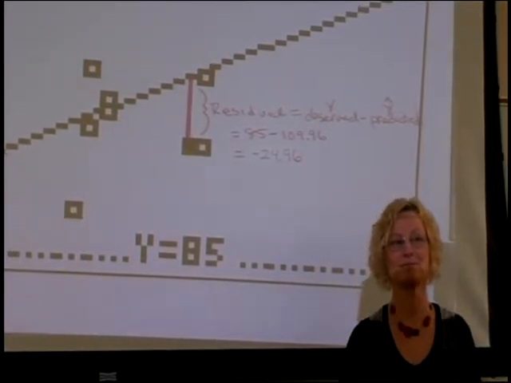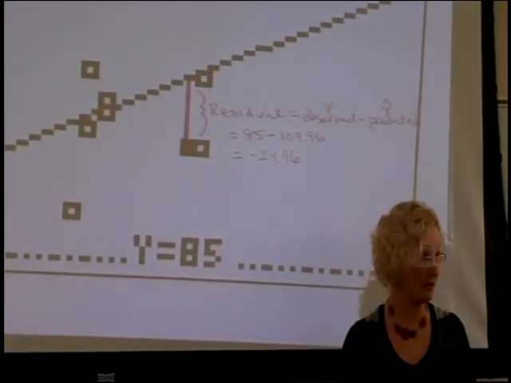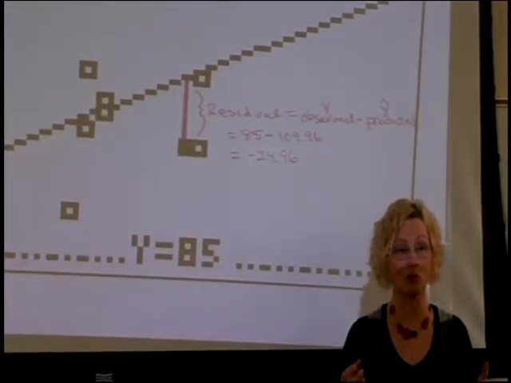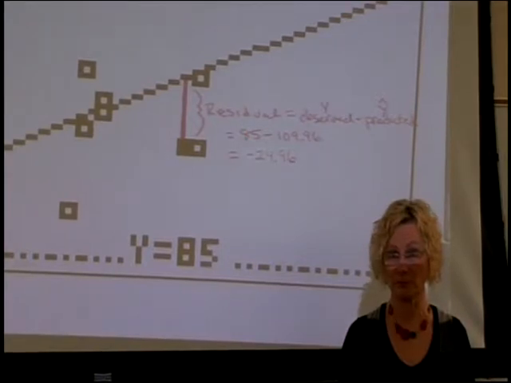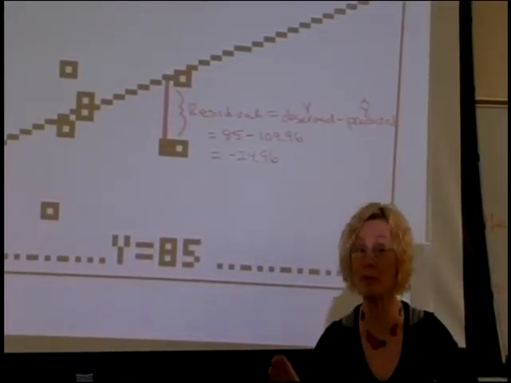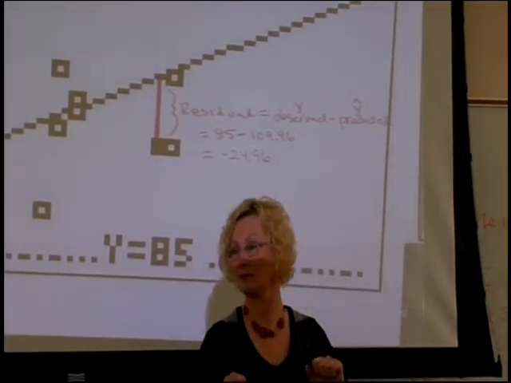Then we know we have the best line. You with me? So the best line minimizes the sum of the squared residuals. Okay? Automatically. You don't have to worry about it. The formulas do it for us. Yay!